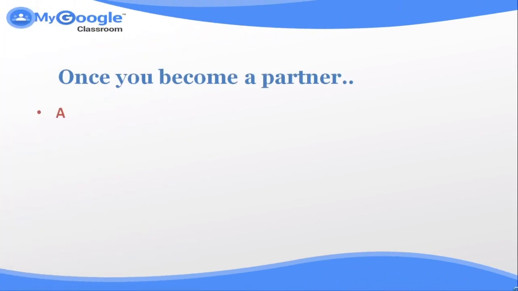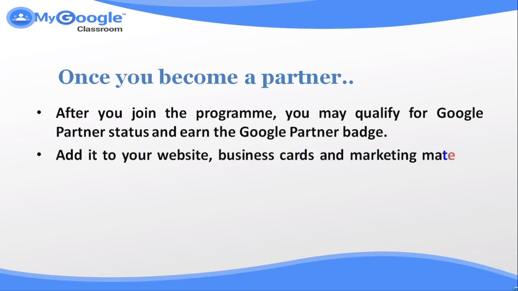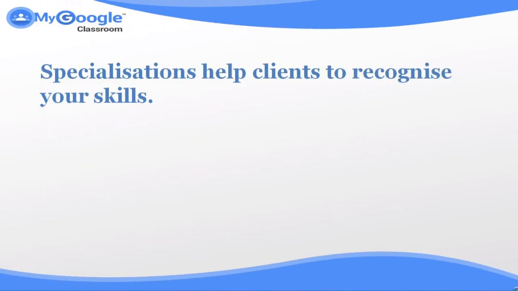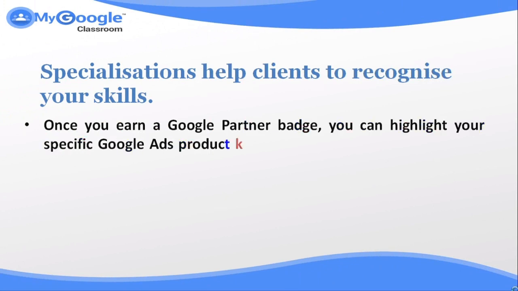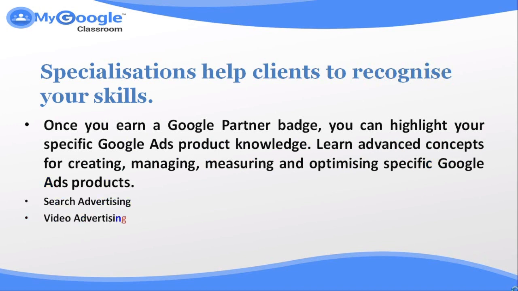Once you become a partner, after you join the program, you may qualify for Google Partner status and earn the Google Partner Badge. Add it to your website, business card, and marketing materials, and show that Google recognizes you as a Google Partner. Specialization helps clients to recognize your skills. Once you earn a Google Partner Badge, you can highlight your specific Google Ads product knowledge. Learn advanced concepts for creating, managing, measuring, and optimizing specific Google Ads products: search advertising, video advertising, display advertising, shopping advertising.